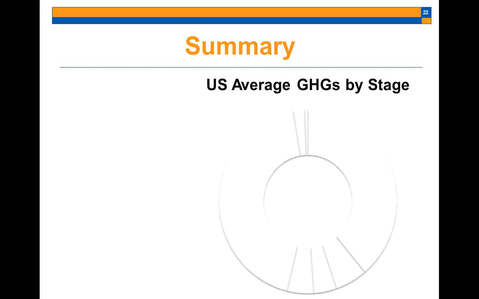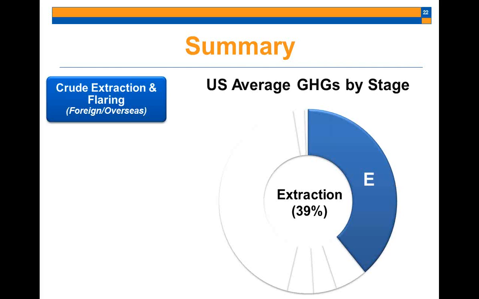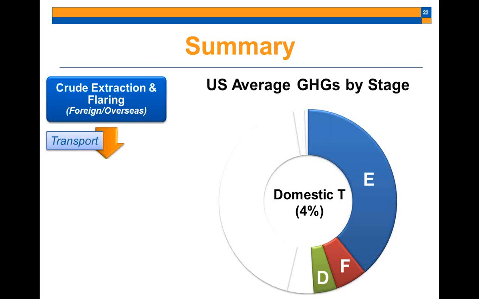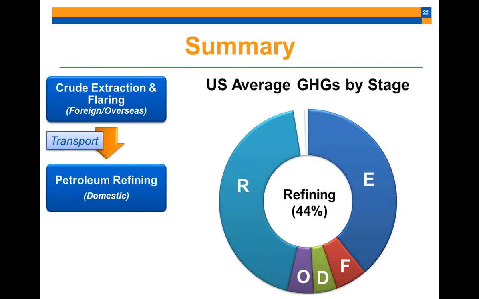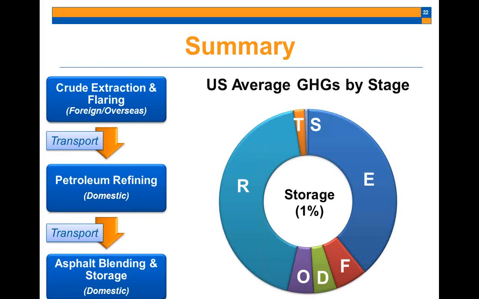So in summary, there are a lot of different impacts that we can use. But here we look at greenhouse gases, and we can look at the contribution for each of the stages, each of the processes. So first we have extraction, which is about 40% of the greenhouse gases. Flaring, which is about 6%. Domestic transportation within the U.S., about 4%. Foreign transportation from overseas, 5%. Refining, about 44%. Refined transportation to storage location, 2%. Refinery storage, about 1%. So again, these percentages, as you can see, will actually vary depending on the region.